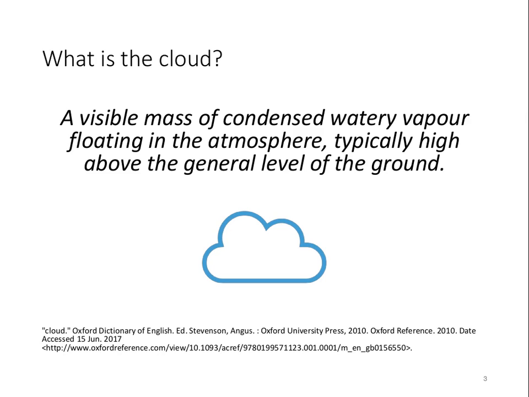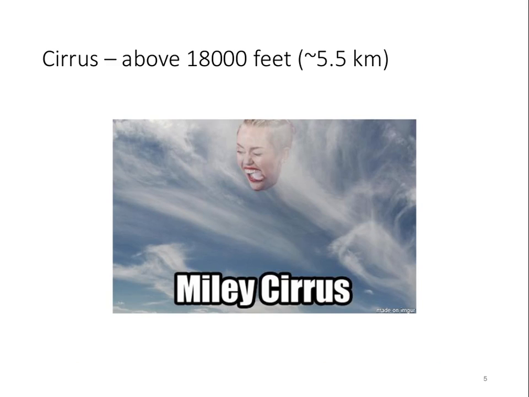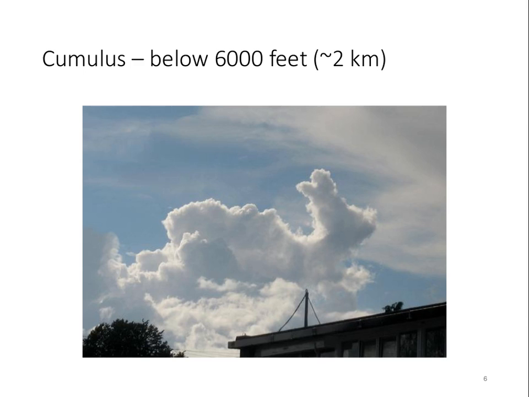And to add to that, there are different types of clouds, such as the stratus clouds, the cirrus clouds, and the cumulus clouds, which are the fluffy ones, and they sometimes look like bunnies, as you can see in the picture.